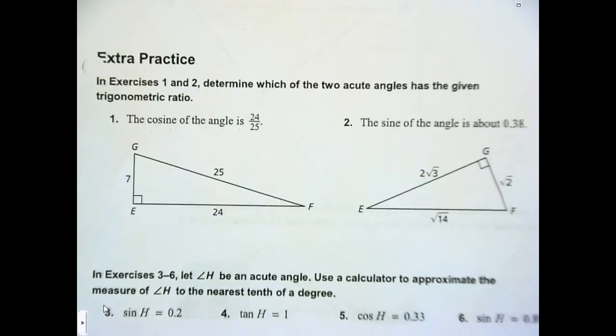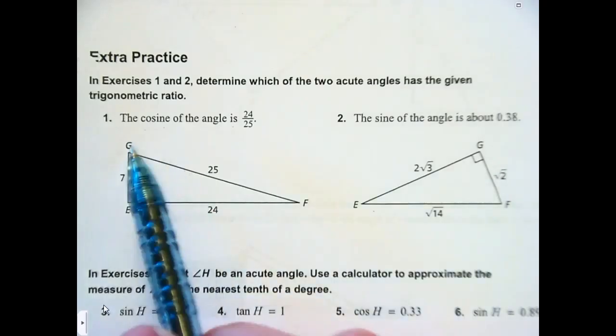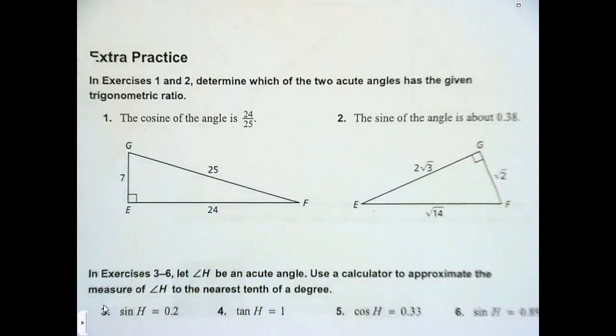Okay? So, example 1 here says determine which of the 2 acute angles has the given trig ratio. Okay? Let's start with that. The cosine of the angle is 24/25. Which of the 2 acute angles has the given trig ratio? Go and talk to your neighbor about it real quick.